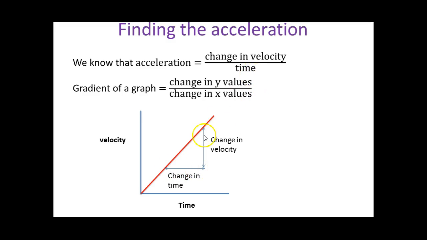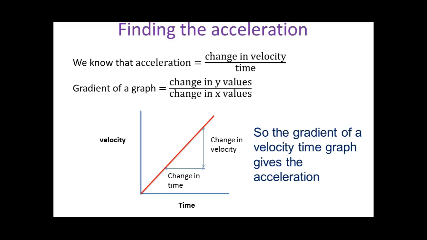And so if we take the gradient of a velocity time graph, we've got values that actually represent the change in velocity over the time that it's taken, and so the gradient of a velocity time graph can be used to give us the acceleration. And that's an important point to remember. The gradient of a velocity time graph gives the acceleration.